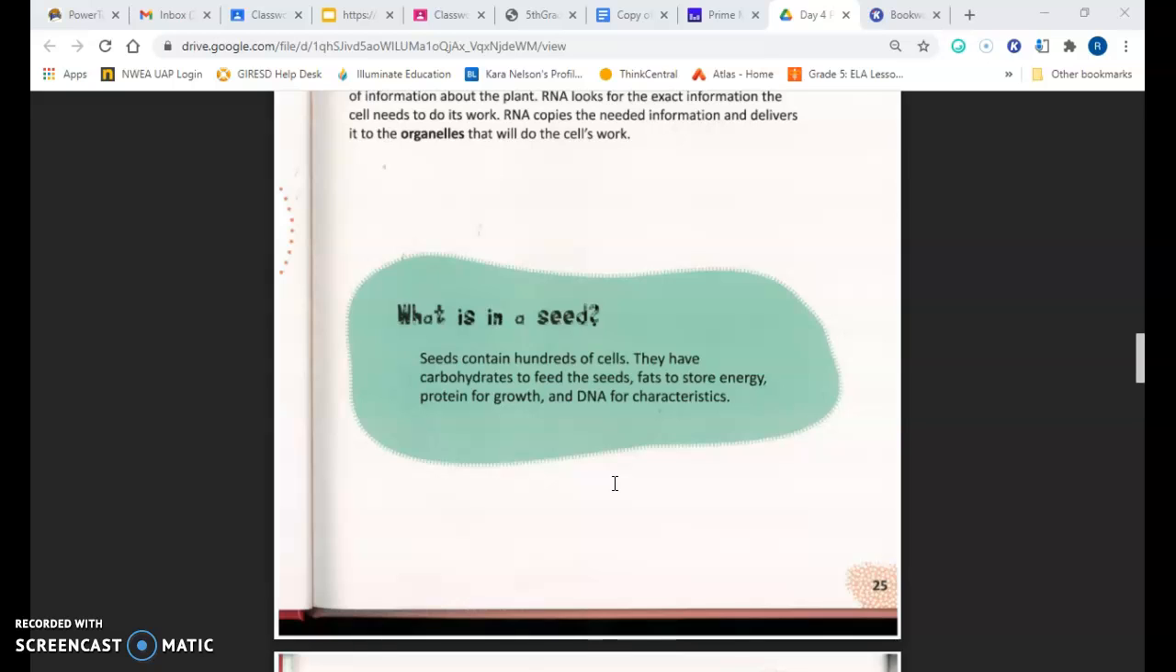Eggs do the same thing for animals. In our last book, we saw that an ostrich egg has all of the nutrients that a developing ostrich needs, plus the DNA that directs it to grow into a chick. So seeds are for plants like eggs are for animals. So it's kind of a similar thing there.